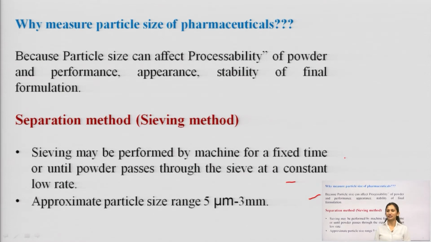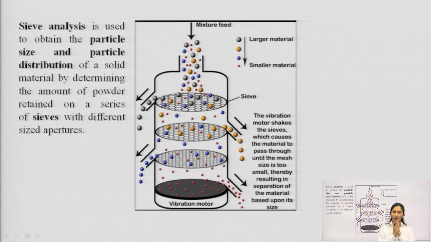This is the particle size range. If the particle size range lies between 5 micrometer and 3 millimeter, then we have to go for the separation method for the particle size analysis. See, this is the separation method. This is a pictorial representation of this separation method. As you see in the picture, these are 4 meshes: first, second, third and fourth. When you pour or insert the powder, or a mixture feed, that means here it is a mixture feed, that means polydisperse.